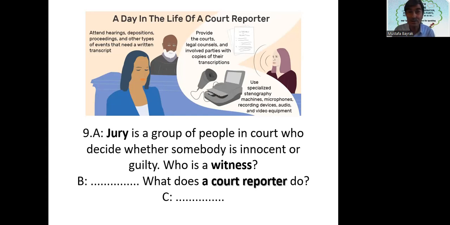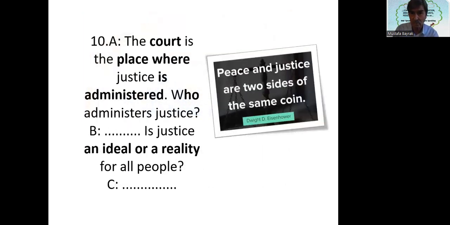Okay, what does a court reporter do? Of course, a court reporter reports the speeches, the situation in a court. A court reporter attends hearings, depositions, proceedings, and other types of events that need a written transcript. Yes, a written report. Provide the court, legal counsels and involved parties with copies of their transcriptions. A court reporter uses specialized stenography machines, microphones, recording devices, audio and video equipment, visual equipment. This is what a court reporter does.